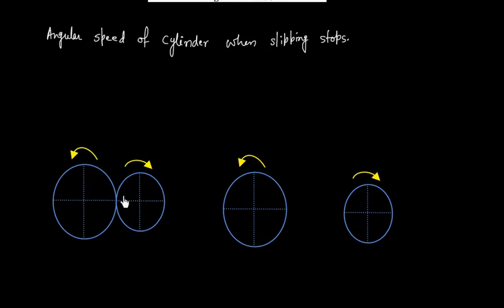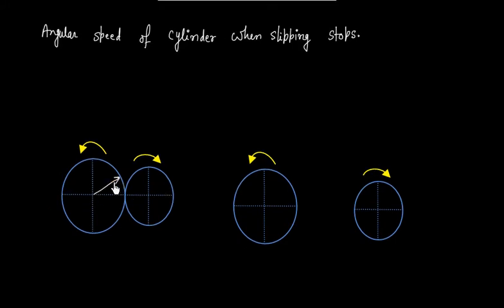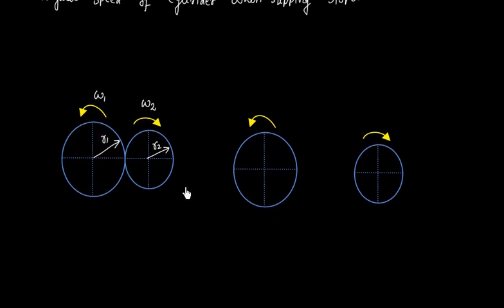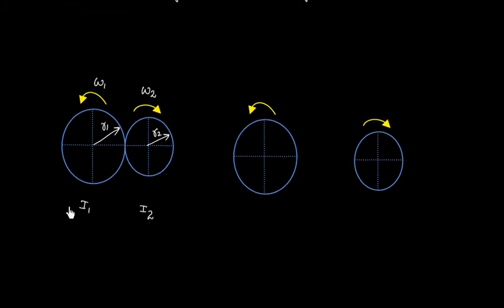Let us say we have these two cylinders that are in contact. Radii are R1 and R2. Angular velocities omega 1, omega 2. I1, I2 are moment of inertia. Let us call this cylinder number 1 and this is cylinder number 2. This is the point of contact between the two cylinders. Let us make the free body diagram for cylinder 1 and cylinder 2.